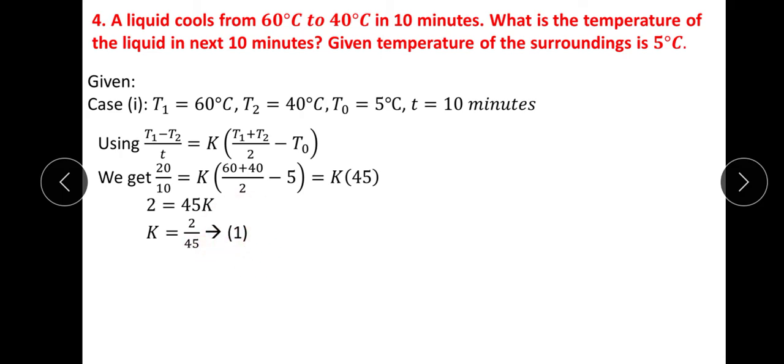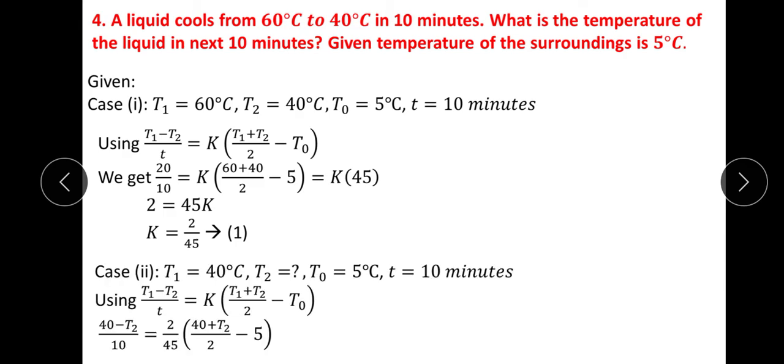Now the second case, what is happening? The liquid is cooling in the next 10 minutes. So for the next 10 minutes, what is the fall in temperature from 40 degrees Celsius to the next value? Initially the temperature is 40 degrees Celsius, and for 10 minutes what is the fall in temperature needs to be calculated. And the surroundings temperature remains constant, that is 5 degrees Celsius only.